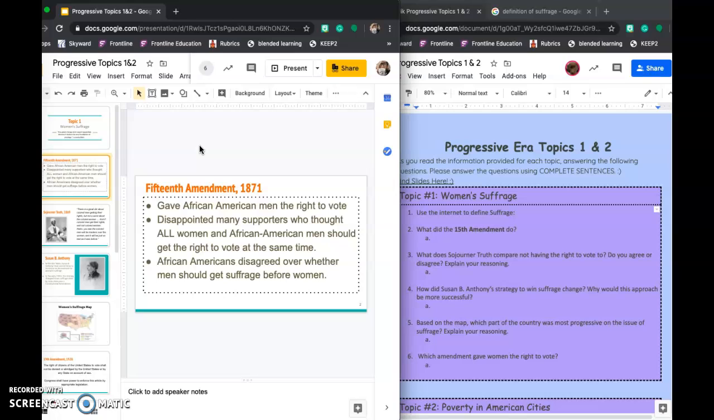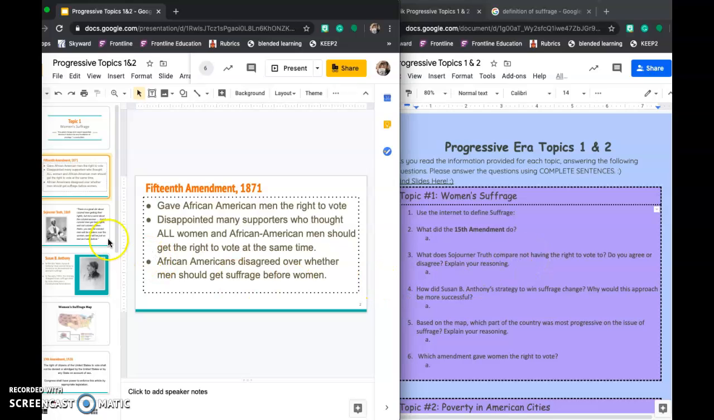All right, the 15th Amendment from 1871, it gave African American men the right to vote. We should know that. We've already dealt with the 15th Amendment. It disappointed many supporters who thought all women and African American men should also get the right to vote. African Americans disagreed over whether men should get suffrage before women. So, what did the 15th Amendment do? Well, it gave African American men the right to vote, but it did not give all voters the right to vote.